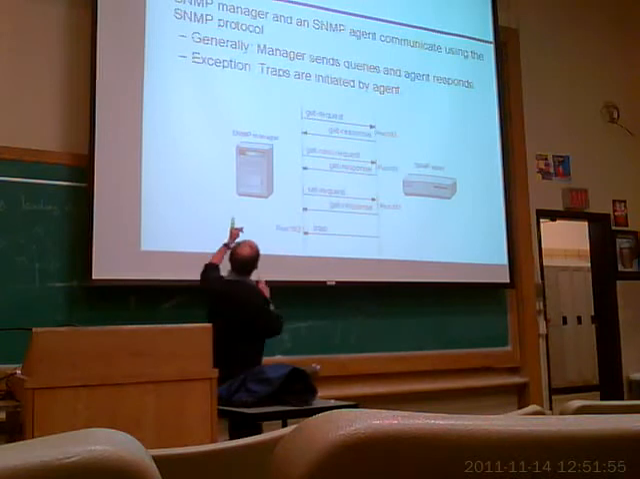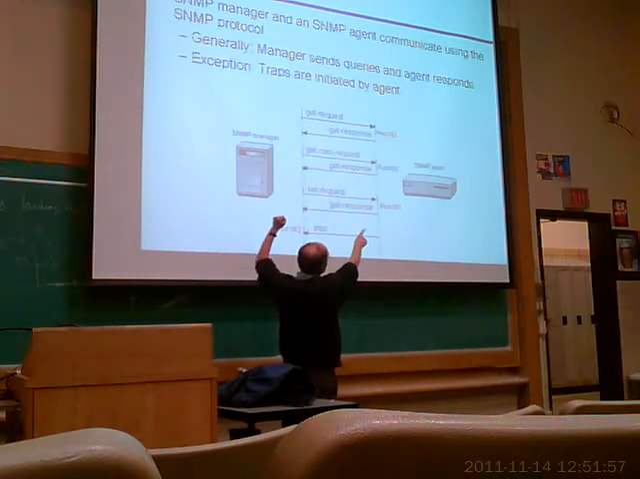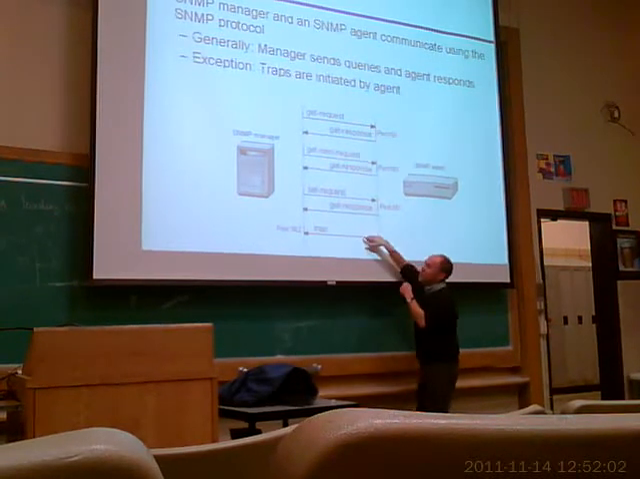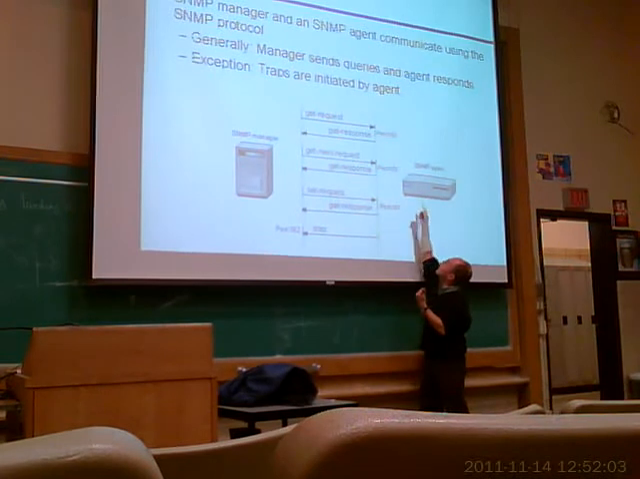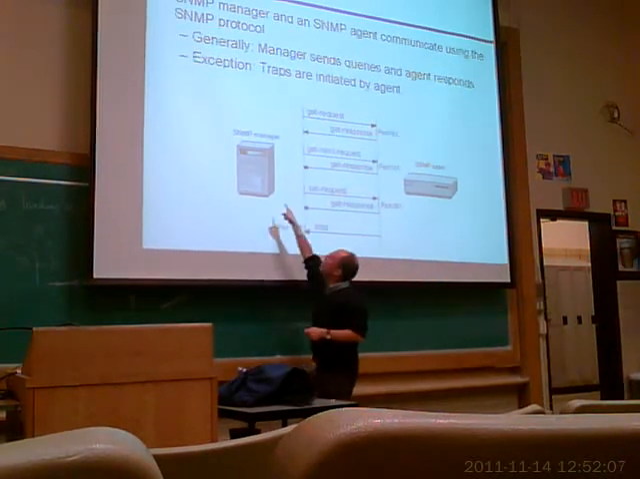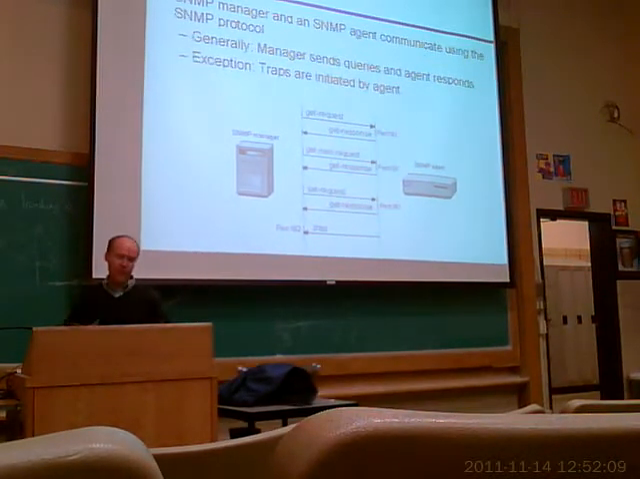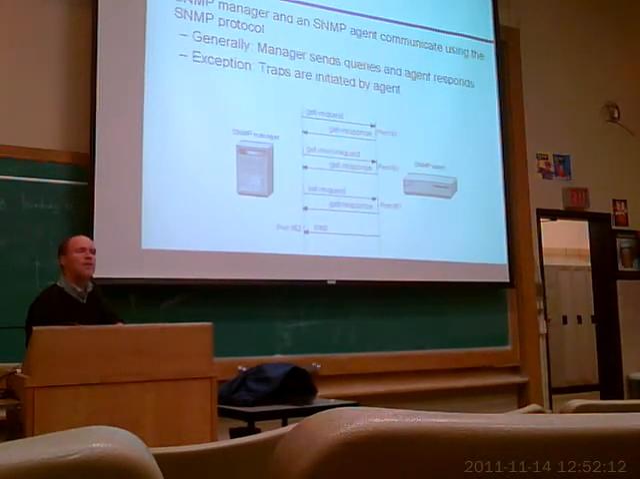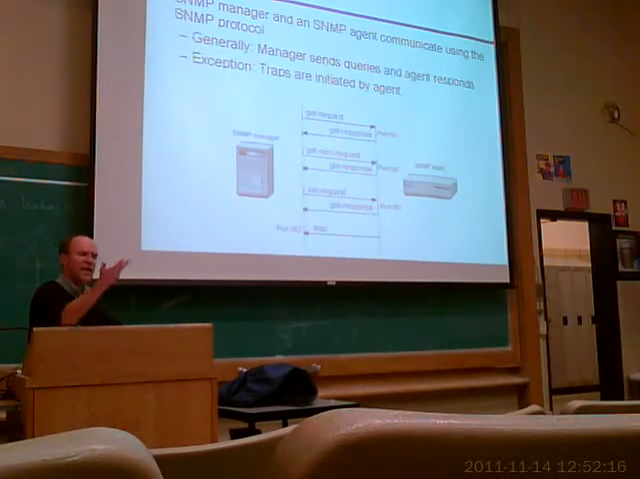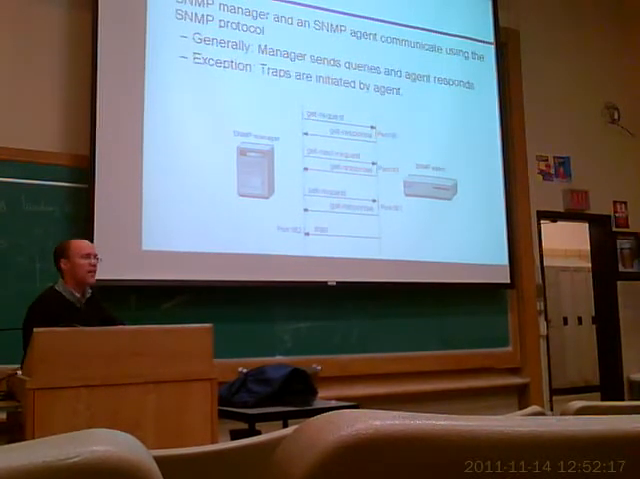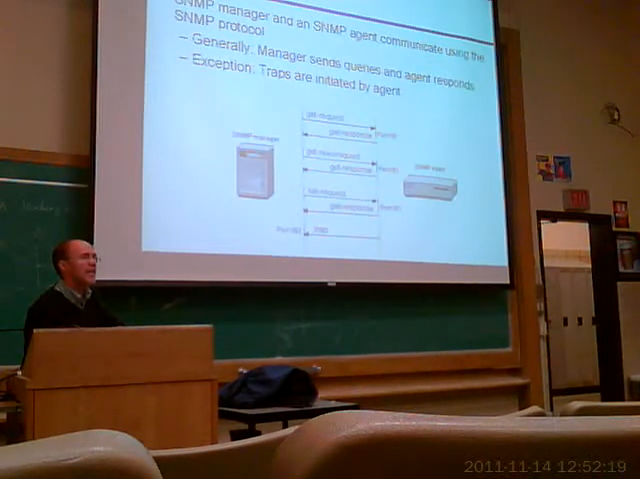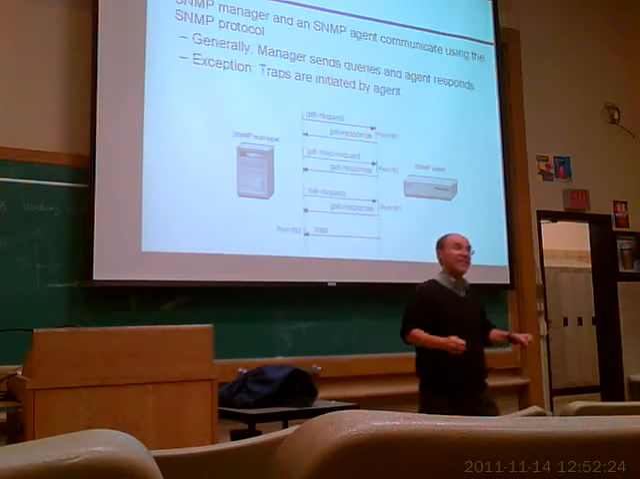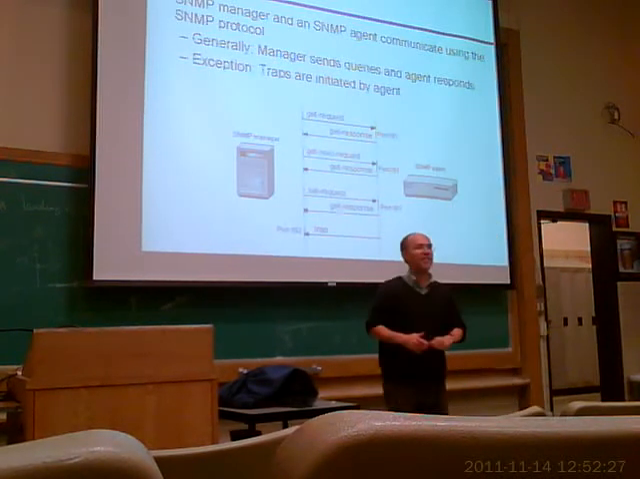So the basic interaction is that the manager sends queries and the agent replies, with the exception of a trap. A trap is just something that is initiated by the agent without any prior query by the manager. And that has to be configured. A trap has to be configured, and that's something that you would do in the lab. In lab number 9, you're configuring a trap for a link down, and then you're disconnecting a link, and then the trap is triggered.